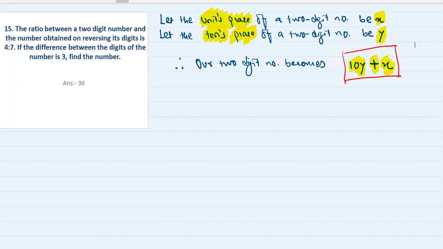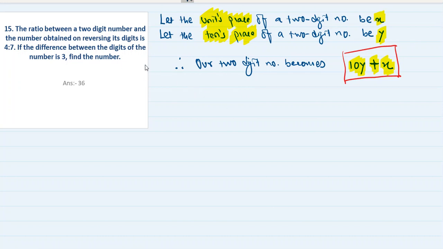Now, after writing these statements, I'm going to read my question. And you will see that if it is a two-digit number question, these statements fit perfectly well and we can go ahead easily. Okay. Now, what they are saying is the ratio between a two-digit number and the number obtained on reversing its digits is 4:7. Okay. See, let me just frame an equation.